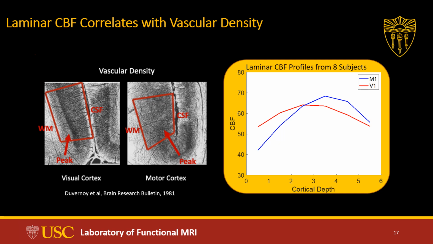With this technique, we can get the laminar CBF profile across the whole brain, which can be a surrogate to some physiological parameter that cannot be directly measured in vivo. For example, vascular density. Here are vascular density in V1 and M1 measured by a microscope from a literature, where V1 shows the peak density closer to the white matter. In our laminar CBF profile, the same trend was found.